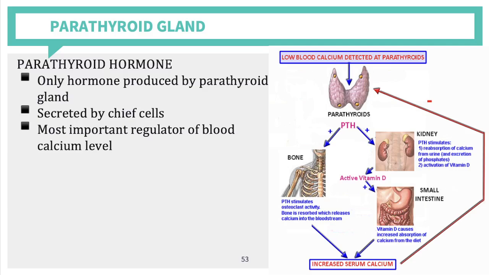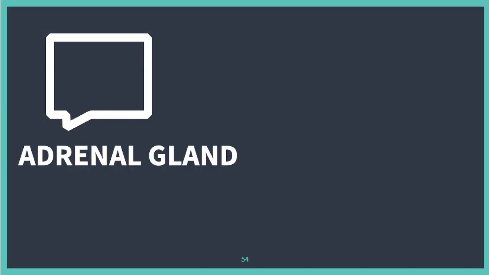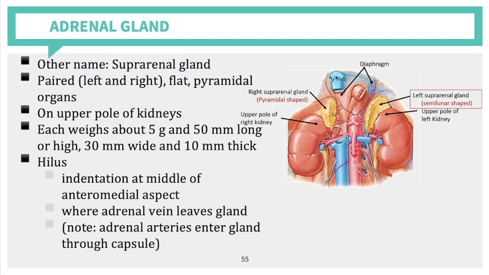Next, we have your last two glands. We have your adrenal gland. Sige, isa-isahin natin. Adrenal gland. Other name ng ating adrenal gland, suprarenal. Bakit kaya tinawag nating suprarenal? Simply because it is found above your renal gland. That's why we call it suprarenal gland.